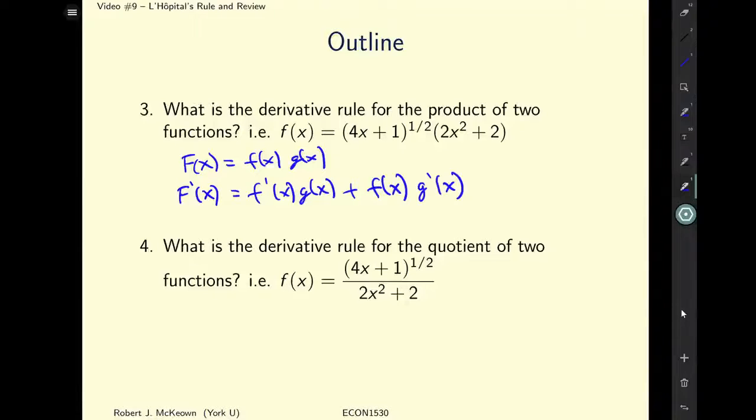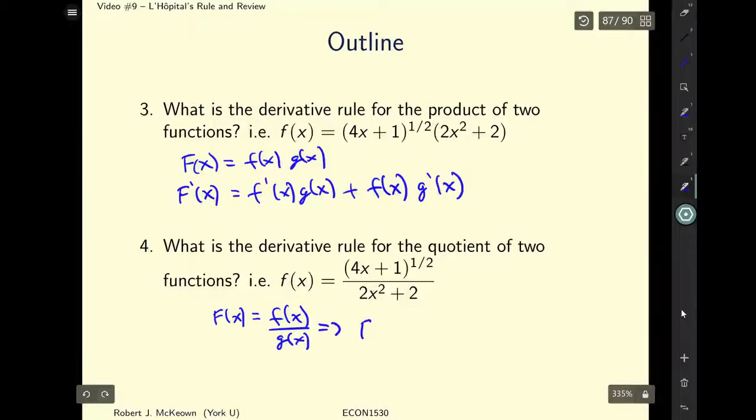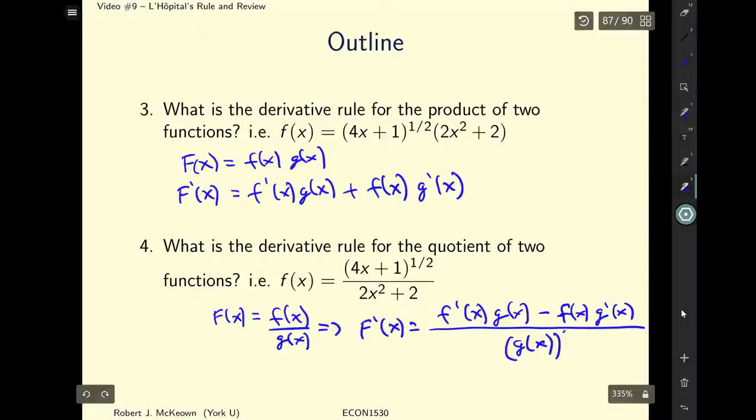What is the derivative rule for the quotient of two functions? Well, if I've got big F of x is equal to f of x over g of x, then F prime of x is going to be equal to the derivative of the numerator times the denominator minus the numerator times the derivative of the denominator, all over the denominator squared, like so.